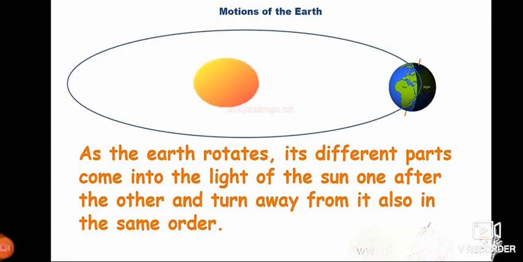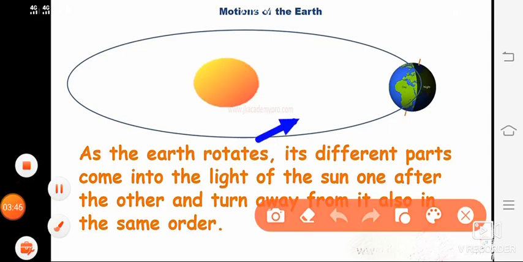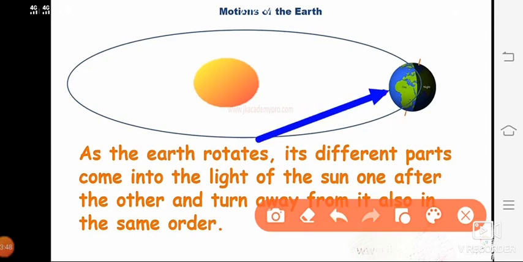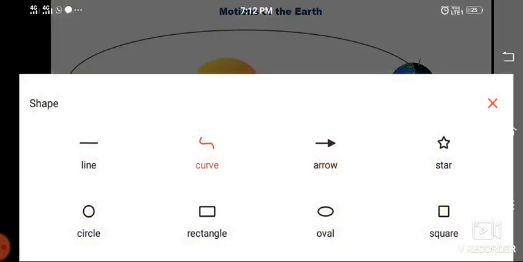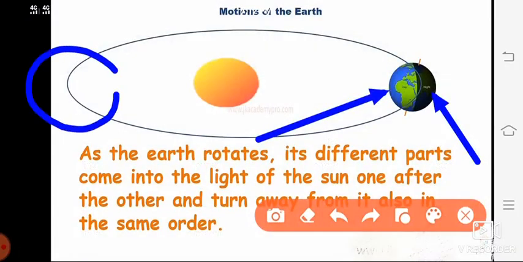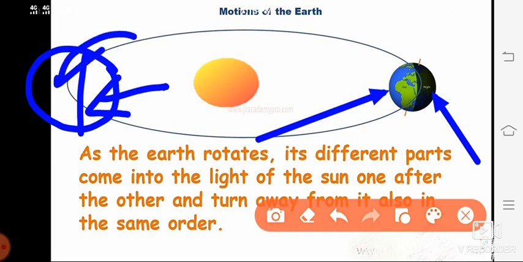Now see, as the earth is rotating, its different parts come into the light of the sun. So now you can see here which part is getting light, this one. Yes, so now this part is having light, and that time the backside one is having dark. So when the earth will come in this position, I will draw here, I'll show you. See, when the earth will come here, what will happen, children? This part will have light, and the backside part will have dark.